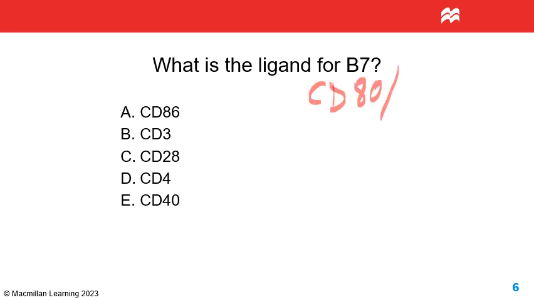CD80/CD86. Okay, that's the other name for a B7. So of course A is not correct. What is CD4? The molecule on your T cell receptor that is going to recognize MHC class 2. What is CD3? On your T cell receptor that is characteristic of T cell identity.